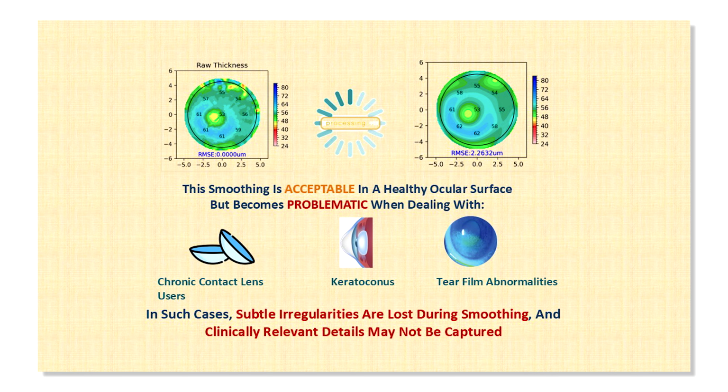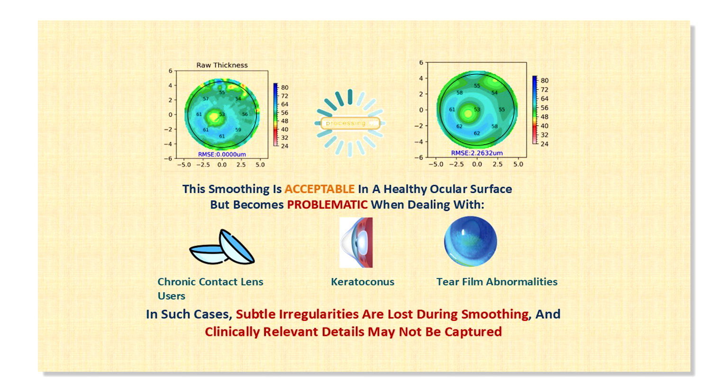But if you have a dry eye disease, or if you are a chronic contact lens user, or if you are a keratoconic eye where the curvature is irregular, these are all the conditions where your epithelium is irregular. And whenever the machine starts to smoothen out the data, there are a lot more irregularities which are missed compared to what you see in the machine.